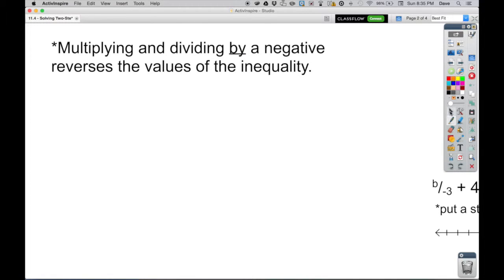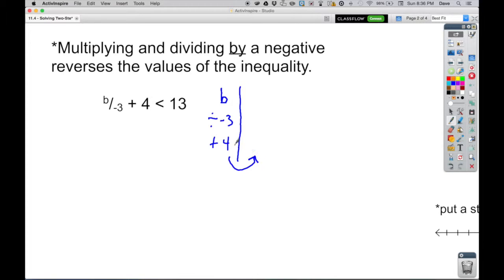All right, so here's an example. Here's a typical problem. B divided by negative 3 plus 4 is less than 13. And so what we'll do is we'll do our typical thought process, which is to do a roadmap and to say, okay, they've got B here, they divided B by negative 3, and then they added 4. So I pull a U-turn. First thing I'm going to do is do the opposite, going reverse order, subtract 4 from both sides.